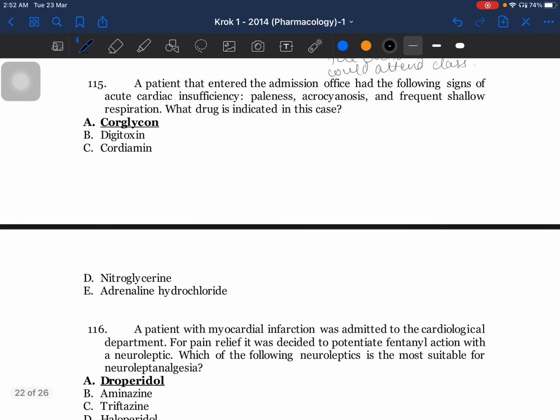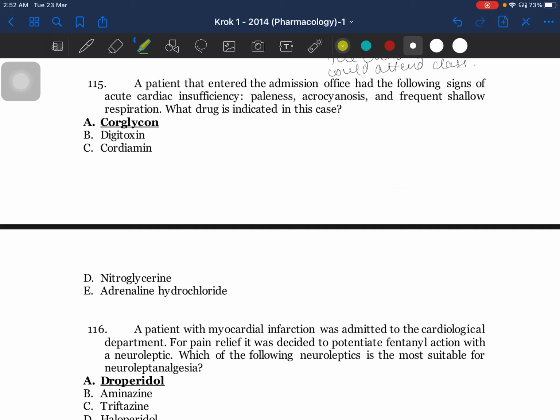Now let's move to the next question. A patient that entered the admission office had the following signs of acute cardiac insufficiency: paleness, acrocyanosis, and frequent shallow respiration. What drug is indicated in this case?